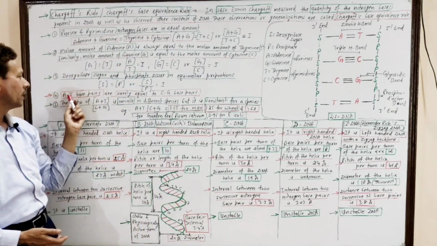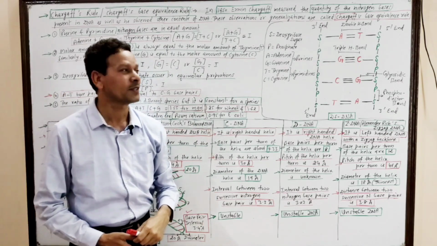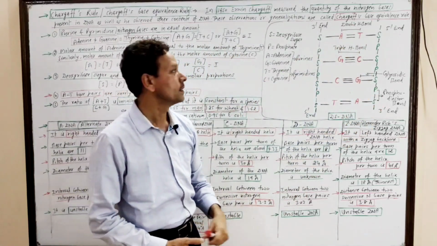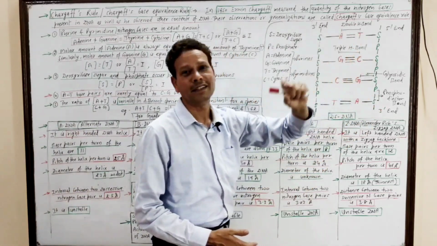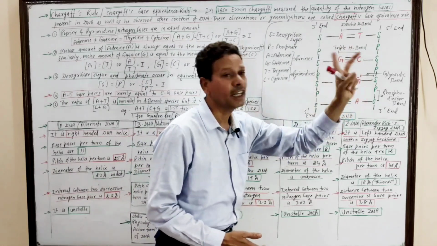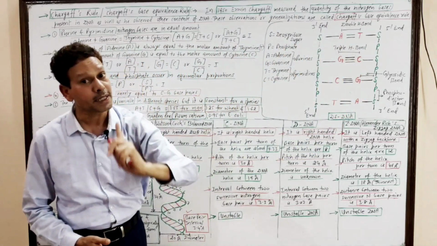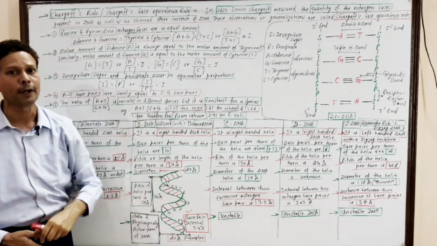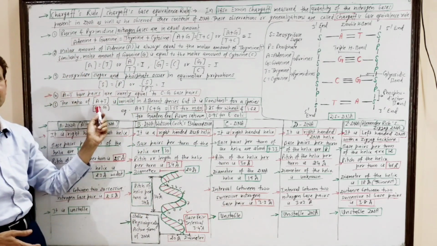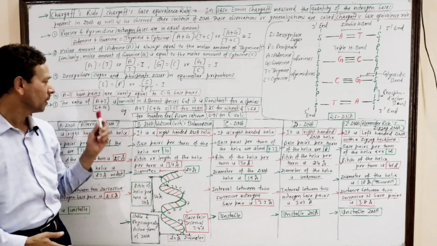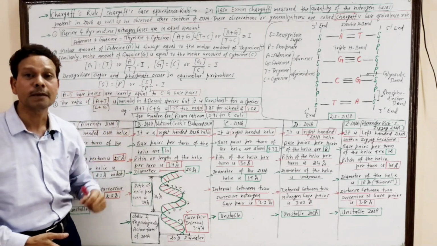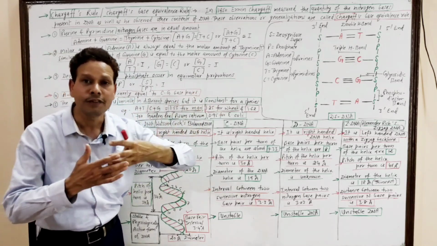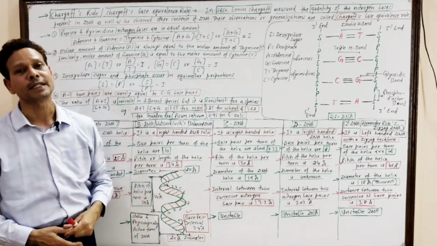Next point, AT base pairs. Note down, in this double-stranded DNA duplex, the base pair AT is rarely equal to base pair GC. Note down the next point, which is very important for all competitive exams. This point is that the ratio of A plus T to C plus G is variable. It is different in different species.